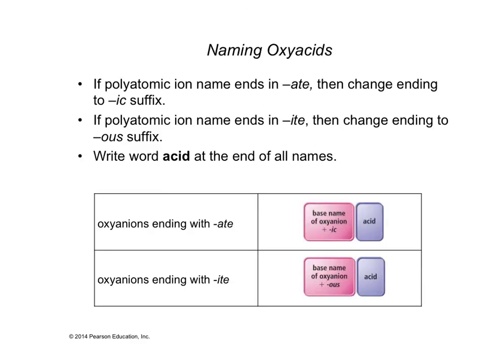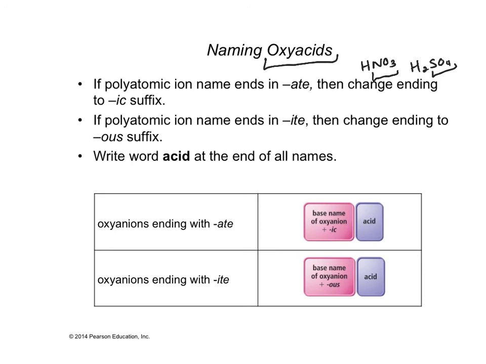Now, the last rule is for naming oxyacids. Again, these are acids that contain a polyatomic ion. This is going to be things like HNO3 and H2SO4, etc. These are acids of polyatomic ions. How are we going to name these? Number one, we never use the hydro. The hydro is only for binary. So never put hydro in front of the name of any of these oxyacids.